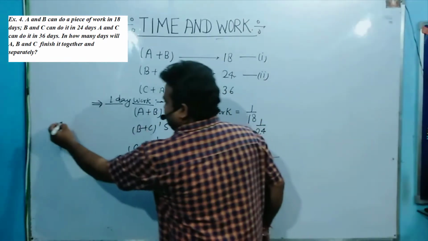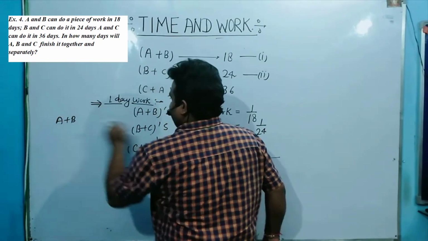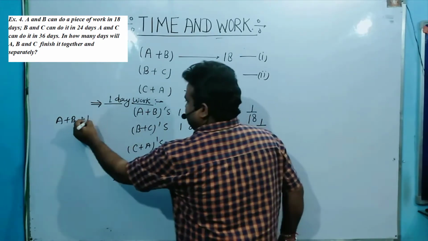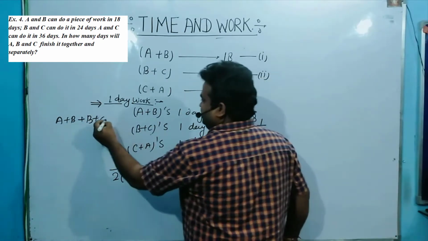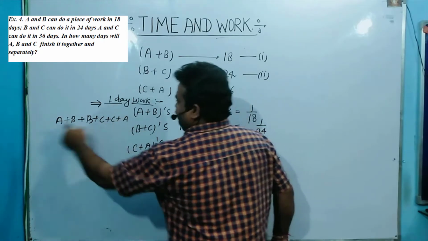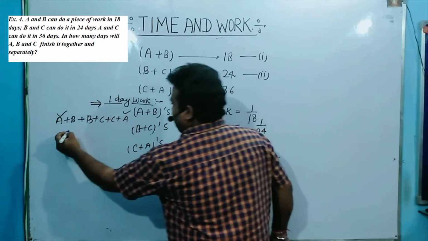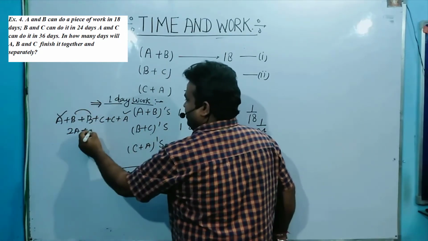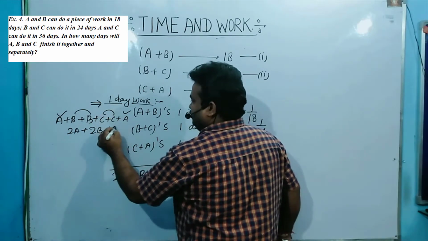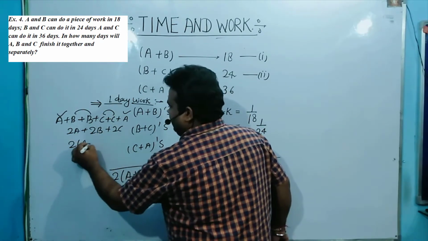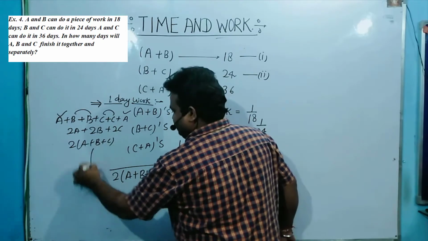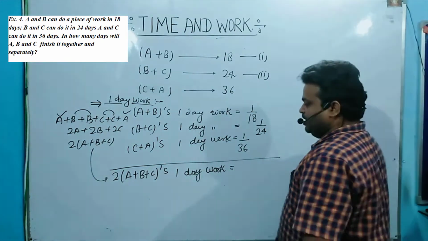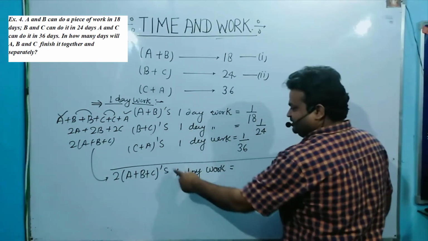If you add all these things, you will get A plus B, plus B plus C from here, plus C plus A from this side. If you add, you will have A and A, 2A, plus B and B, 2B, plus C and C, 2C. So you take 2 common, you will get 2 multiplied by (A plus B plus C). The same value, right? Now, 2 times (A plus B plus C) is one day work.